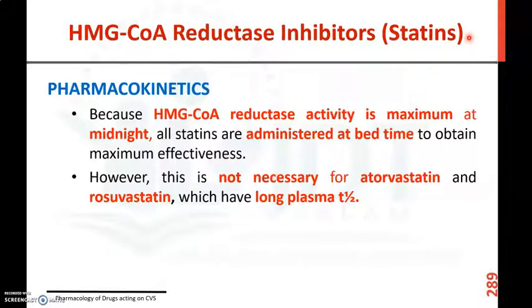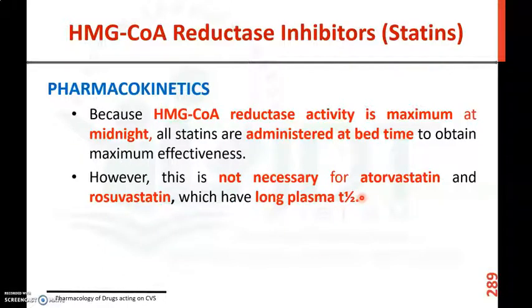Now coming to the pharmacokinetics, since the HMG-CoA reductase enzyme activity is maximum at night, it is better to administer the drug at bedtime to obtain maximum effectiveness. That's why all the statins are administered at bedtime. But this is not necessary for some drugs like atorvastatin and rosuvastatin due to their long plasma half-life. So all other statins have to be administered at bedtime.